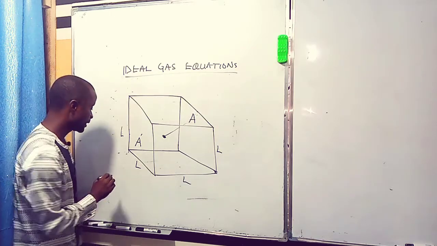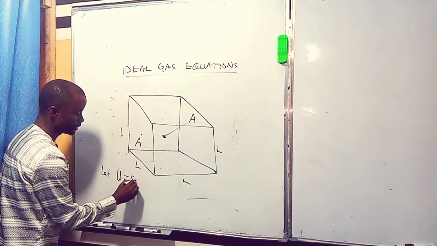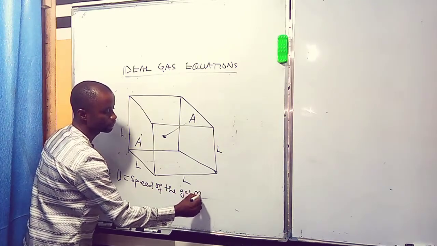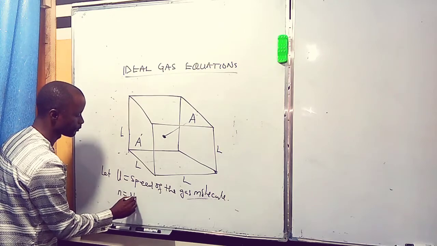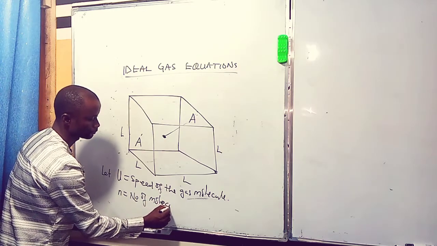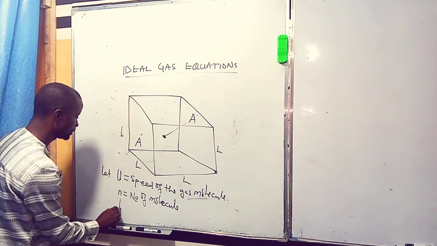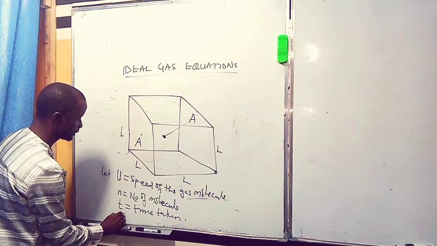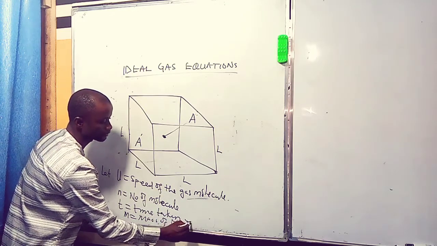First and foremost, let u represent the speed of the gas molecule. N represents the number of moles or number of molecules that is present in this cylinder, T represents the time taken, and M represents the mass of the gas.